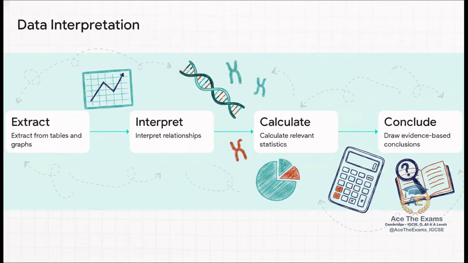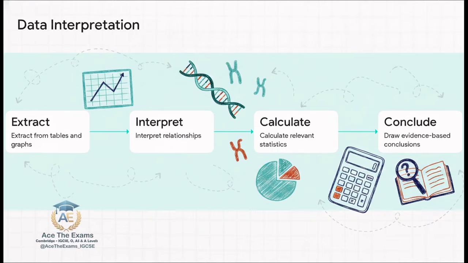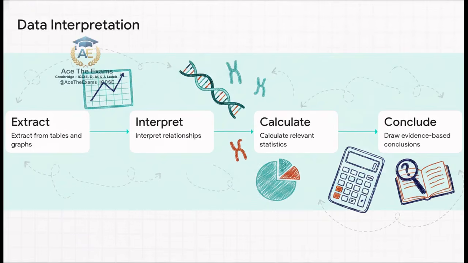Now, the stakes escalate dramatically when we introduce experimental data. Data interpretation skills in this specific area are make or break. You're going to be expected to extract information from really complex tables and graphs showing chromosome numbers or DNA content. You've got to interpret the relationships between variables, calculate the relevant statistics with super clear working, and most importantly, draw evidence-based conclusions. Skip any of these steps, you're kissing the method marks goodbye.